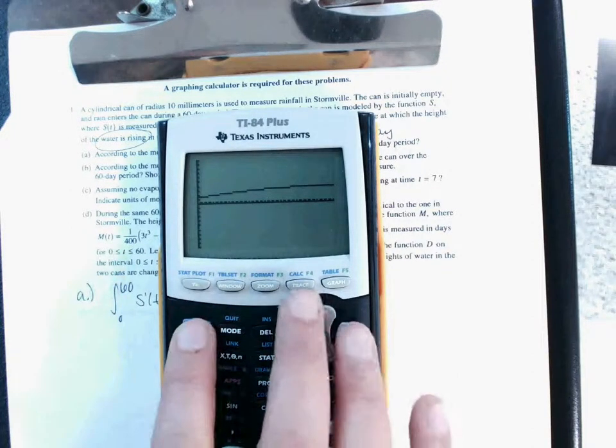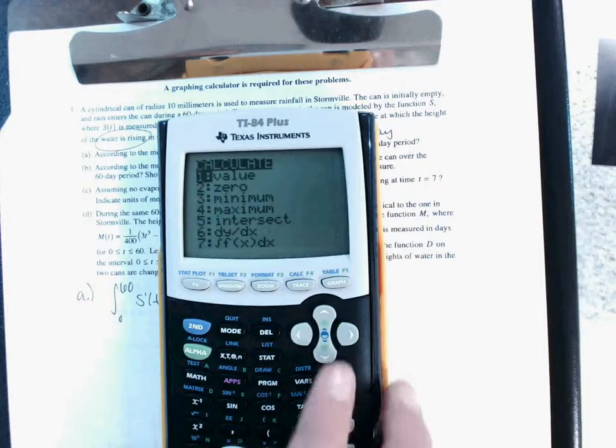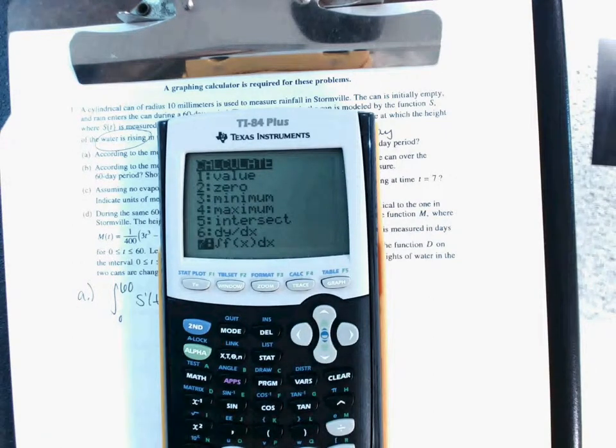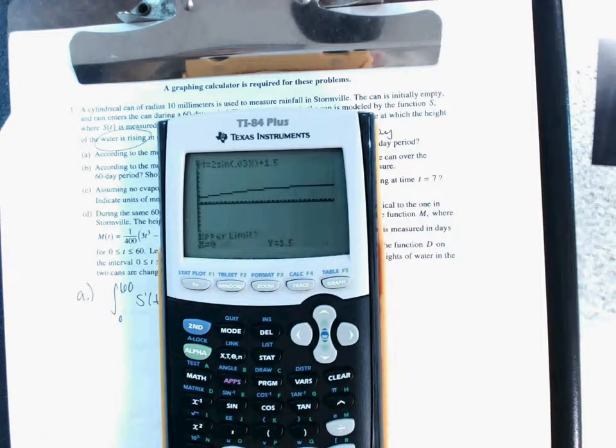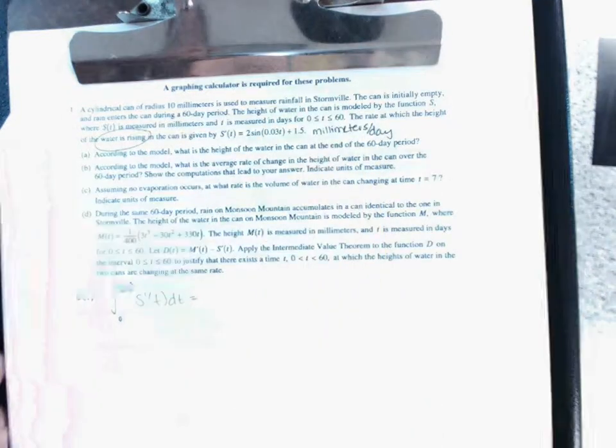Okay, so I'm going to do second trace. I'm going to do my integral option, which is number 7. And then I'm going to go from 0 to 60. Notice it's going to shade in all of your little pieces for you. 171.8134.